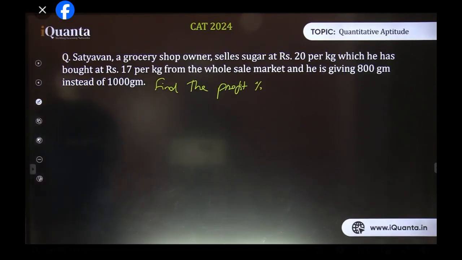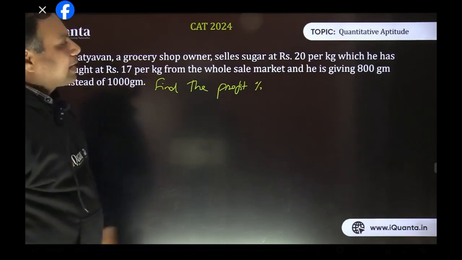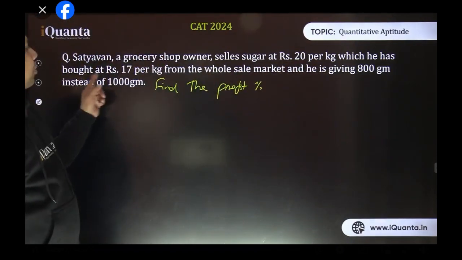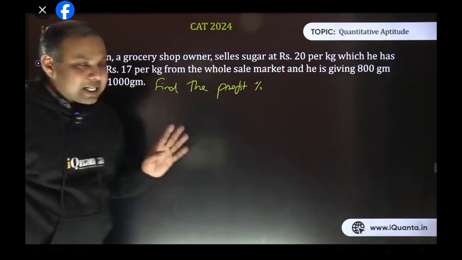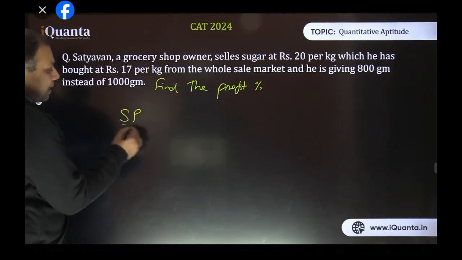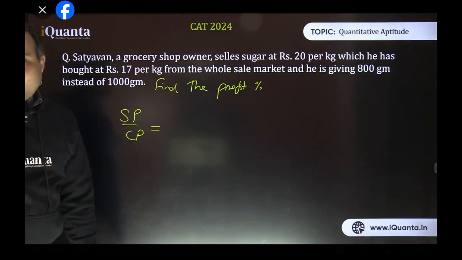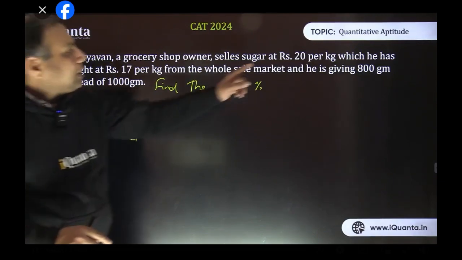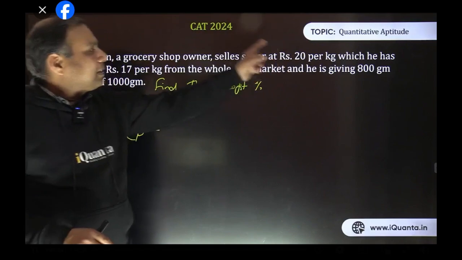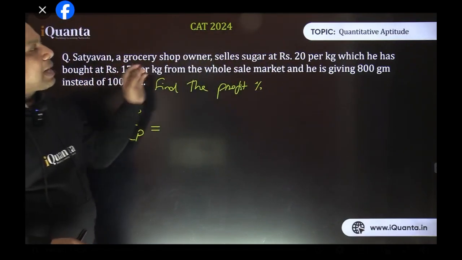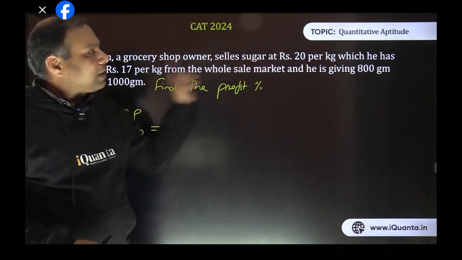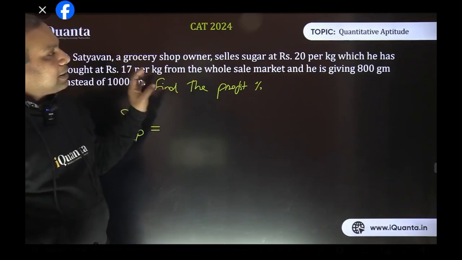Let's see how. Satyam, a grocery shop owner, sells sugar at rupees 20 per kg, which he has bought at 17 per kg. See, if I use the ratios as I did earlier, SP by CP, I need to just calculate. And see, he's making profit because of two things here. First, the difference between the selling price and cost price, right? He says the cost price is 17 rupees per kg and I'm selling at 20 rupees per kg, right? So this is one profit he's making here.